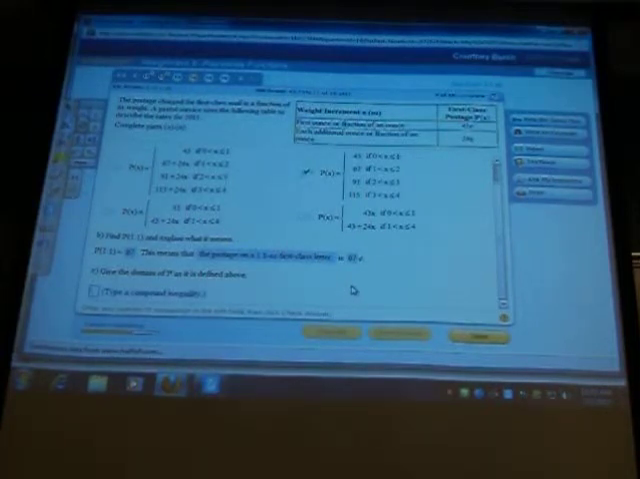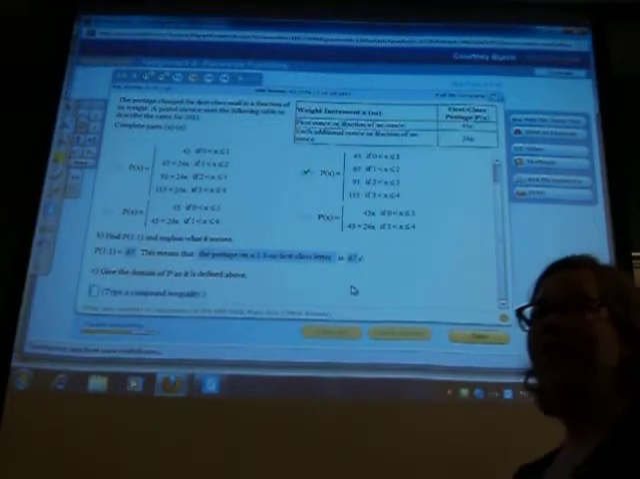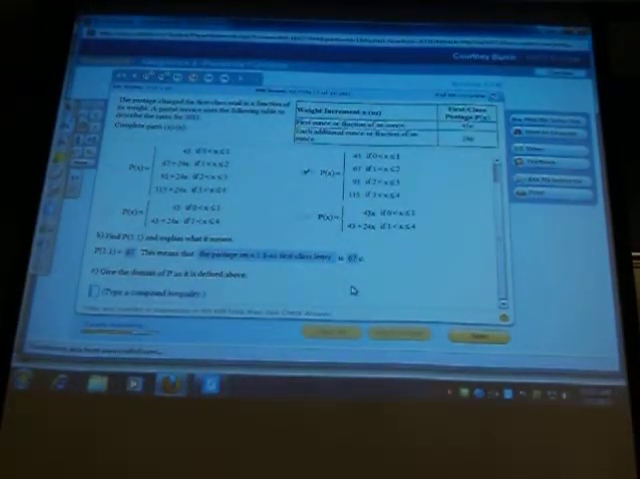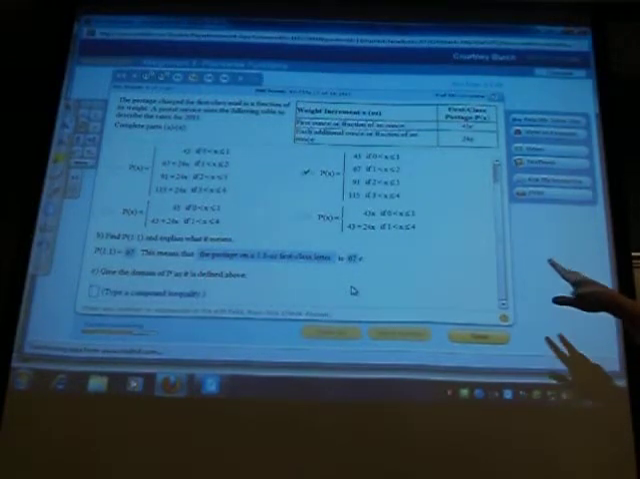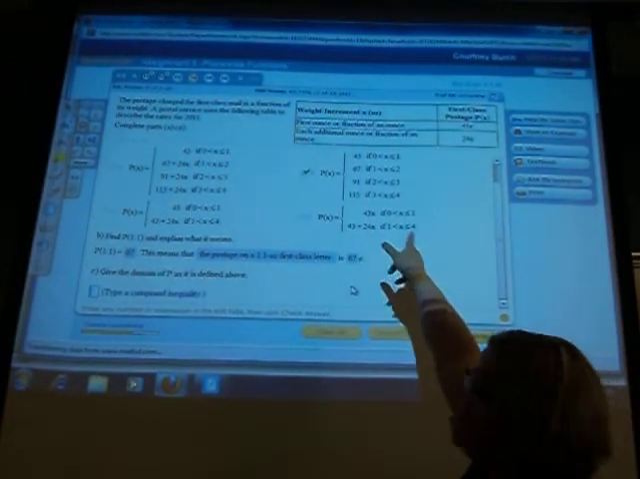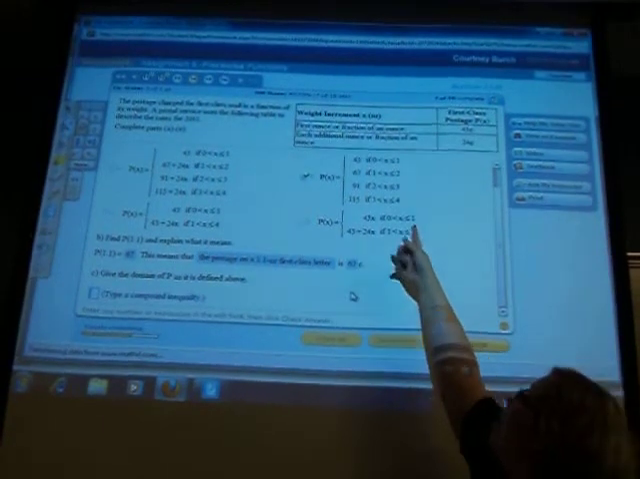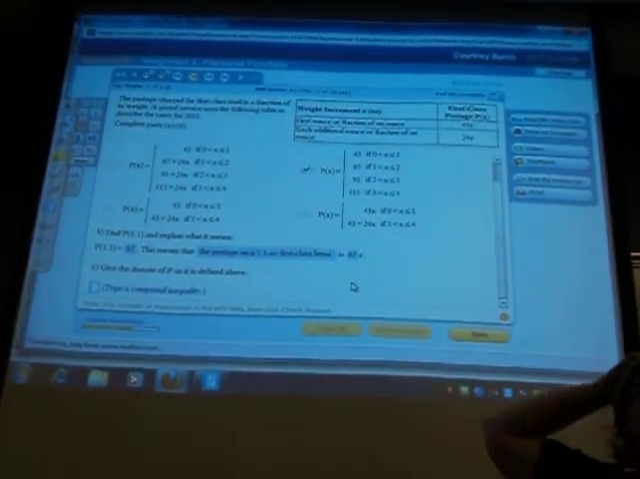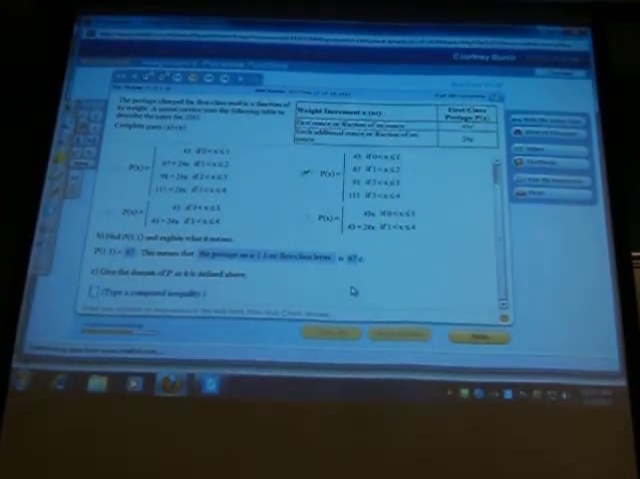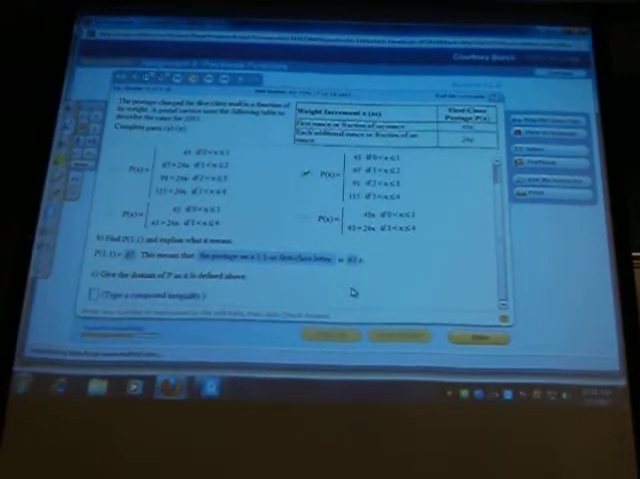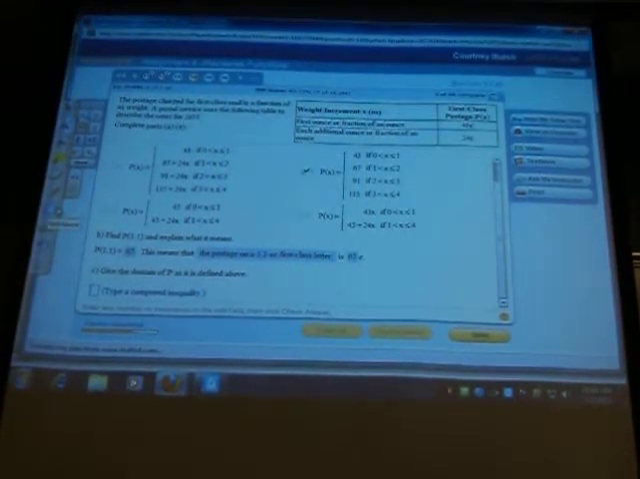You guys remember what domain is? X values. What X values am I covering in my function? 0 to 4. Okay? Because my function lets me do anything from 0 up to 4 ounces. After 4 ounces, I've run out of equations, right? So my domain should be 0 to 4.